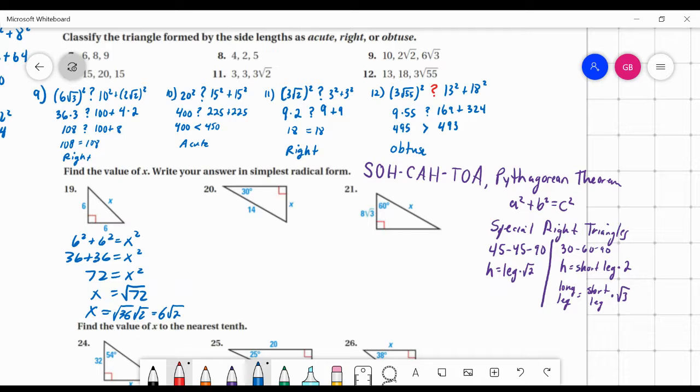Okay. For number 20, it's a 30, 60, 90 triangle. So you could use the special right triangles. You could use those little formulas there. You actually have the hypotenuse, okay? And to find the short leg, remember the hypotenuse is twice as big as the short leg.